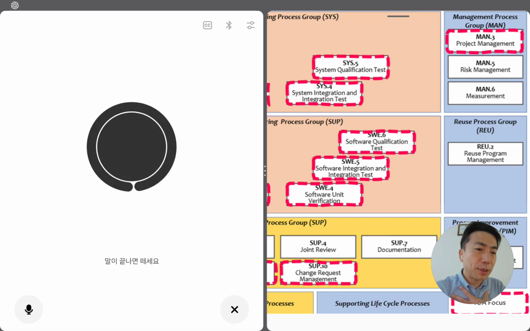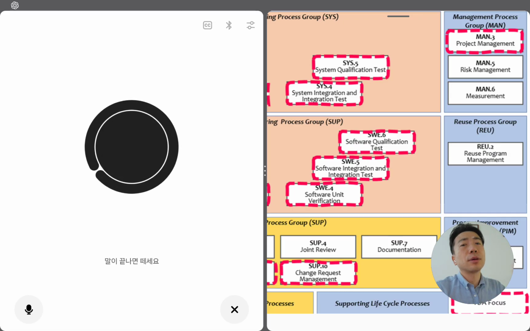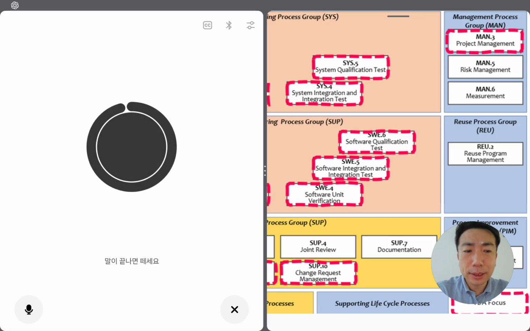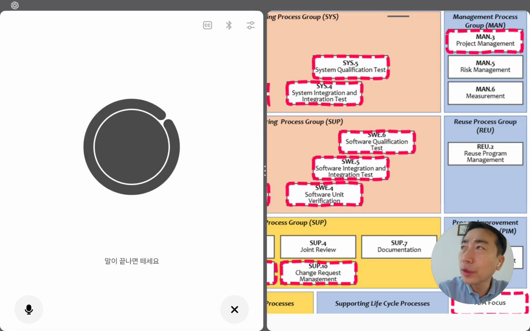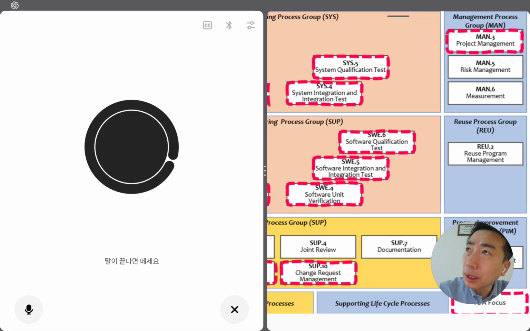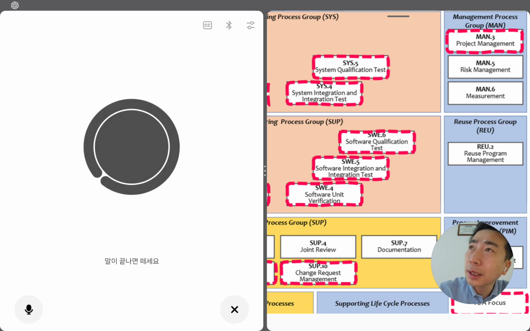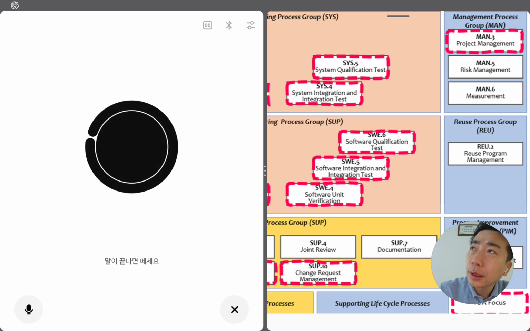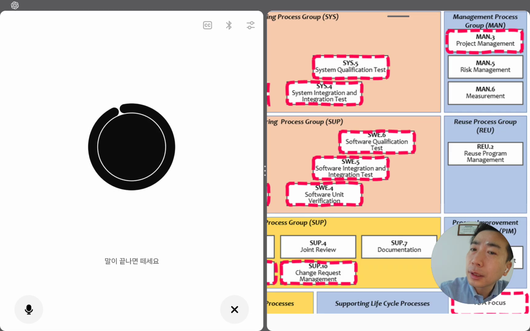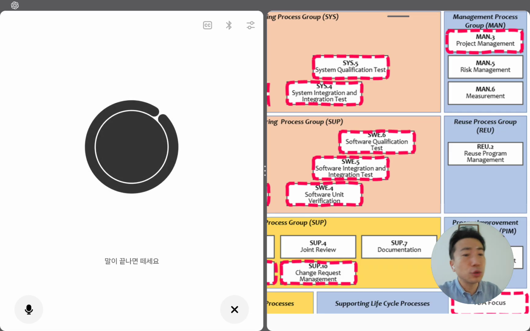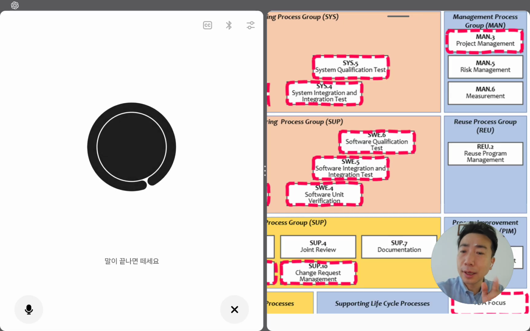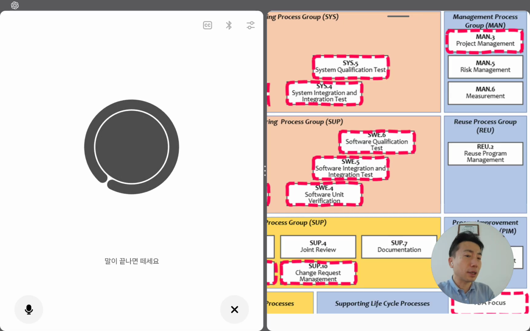I'm just wondering, GPT, is ASPICE for only software projects? How about hardware and mechanical engineering? Is ASPICE good for that part, electrical or mechanical?